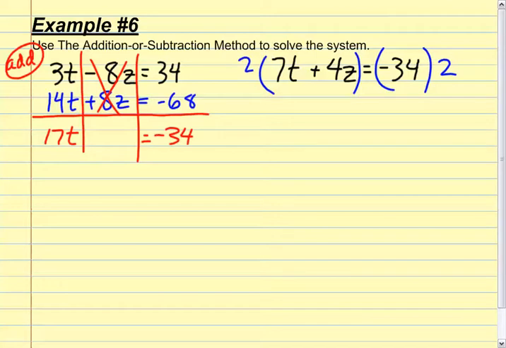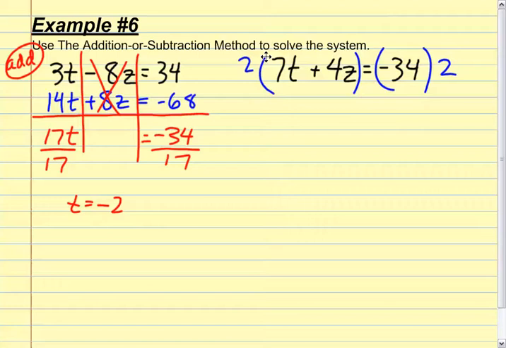And where do I go from there? Divide both sides by 17. All right. So t is equal to what? Negative 2. That is right the first time.